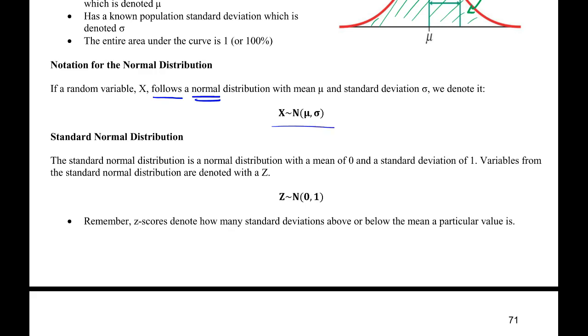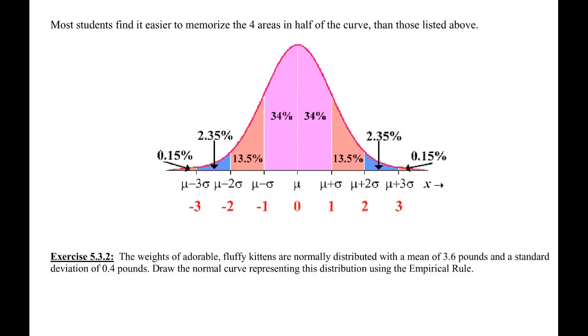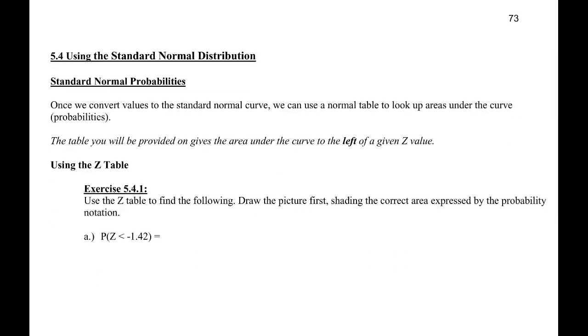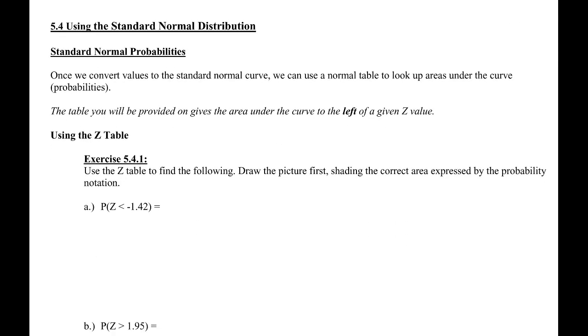The standard normal, this is our z-scores. They are also normally distributed, but centered at 0 with a standard deviation of 1. So just some new notation. The one thing we might want to know about is this. After that, we have the empirical rule questions. Again, I don't really care too much about these. And then we can start getting into the standard normal, which is the next video. So that's it.